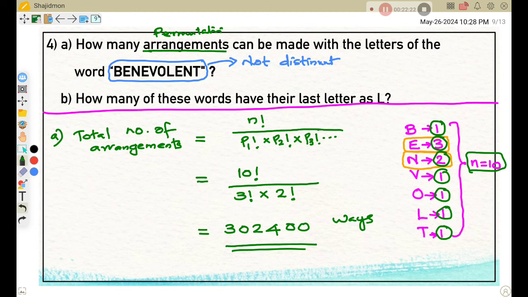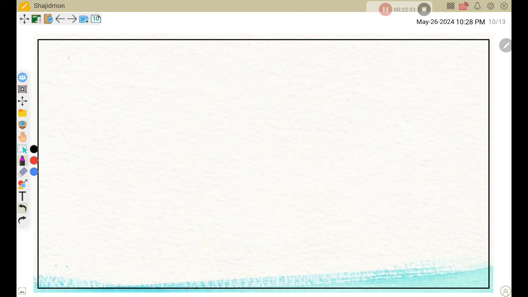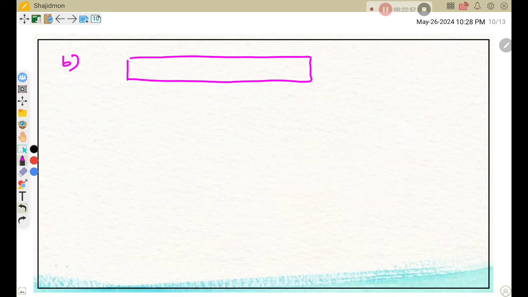Now what is the second part of the question? Out of these many arrangements, out of 302400, correct, how many words have their last letter L? Last letter L, how many words will be there out of this? Out of 302400, how many words can we arrange where the last letter should be L, like that. Okay, so we will go to the second part of the question, the B part. So what is our question actually? We create words where the last letter should be L.